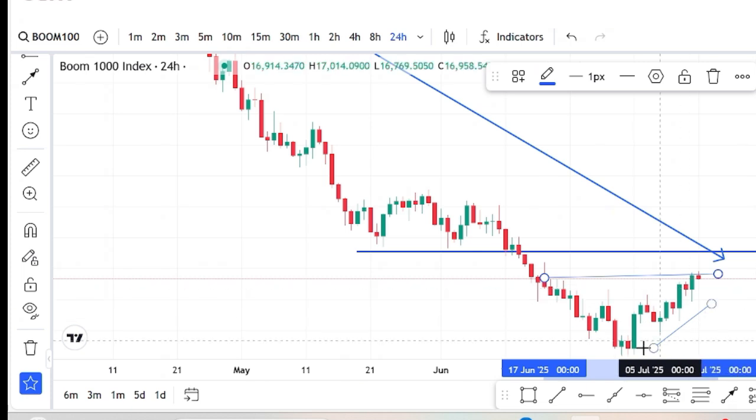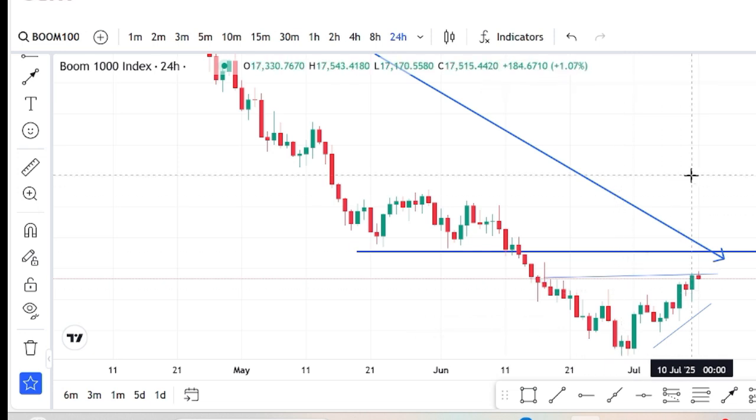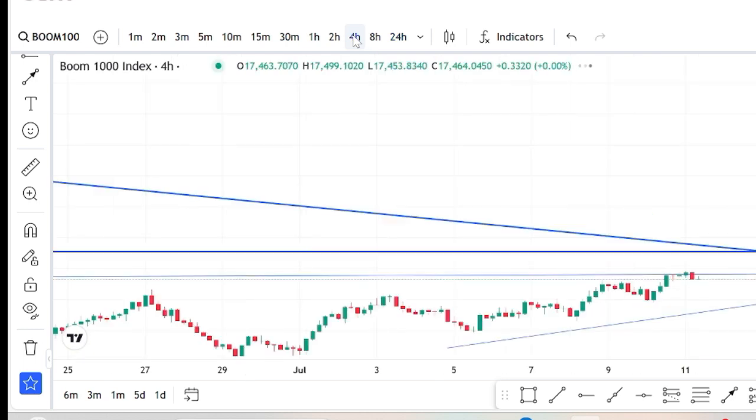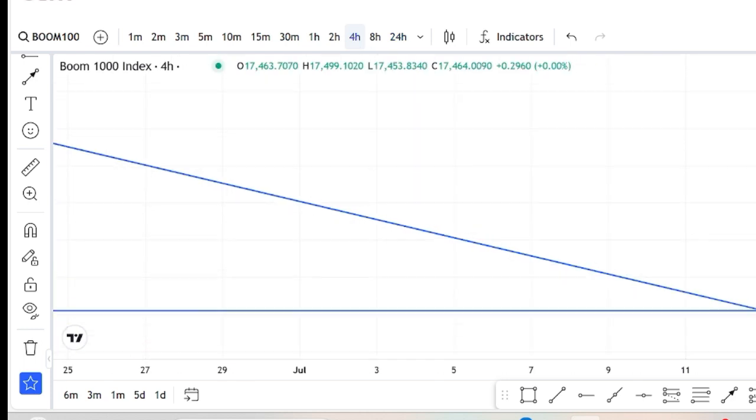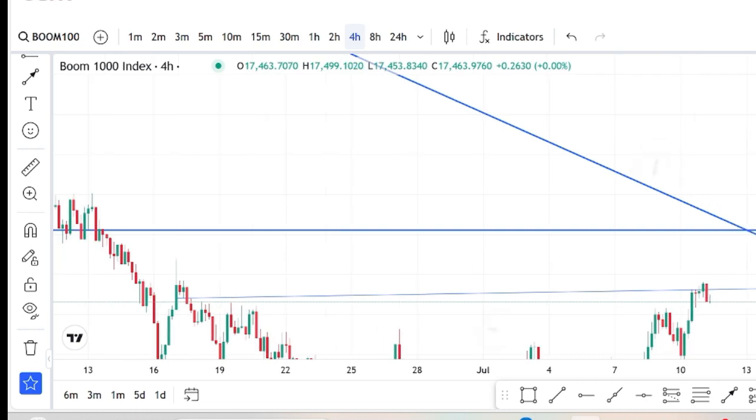And from what I see here, we are on a bearish market structure. So let us go down to the 4 hour time frame to see what's going on right here. So the 4 hour time frame, let me zoom in closely.